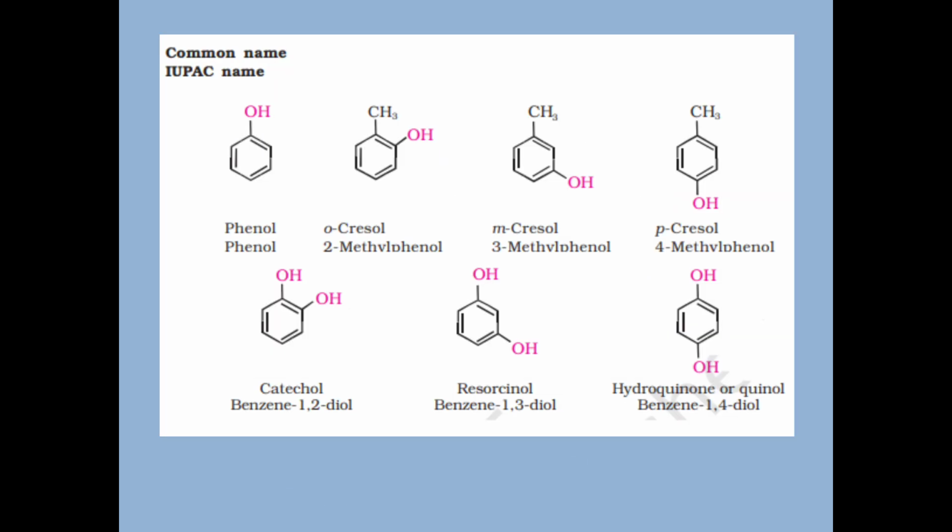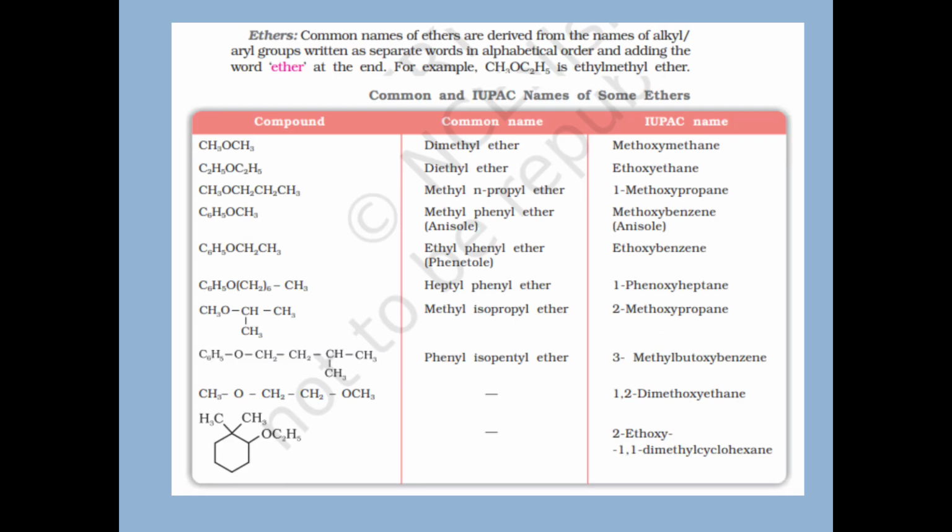Common and IUPAC names. First is phenol, second is ortho-cresol or 2-methyl phenol, third is meta-cresol, next is para-cresol. This is catechol, ortho-dihydroxybenzene or benzene-1,2-diol. Third is resorcinol or benzene-1,3-diol. Fourth is hydroquinone or quinol, benzene-1,4-diol.